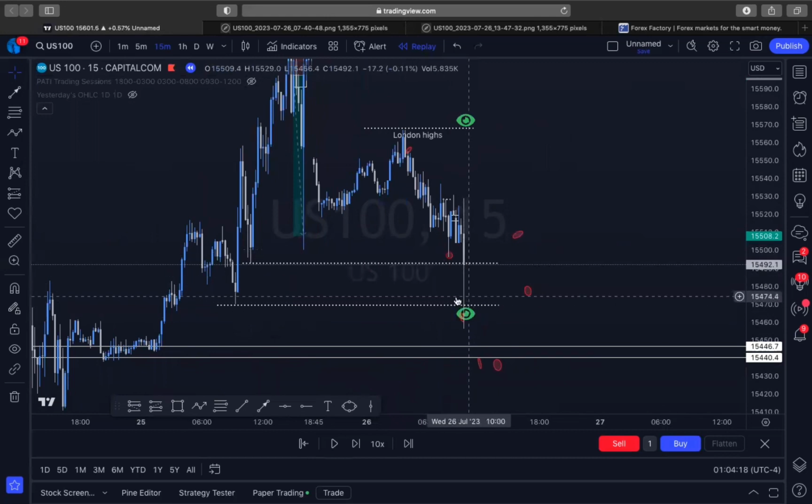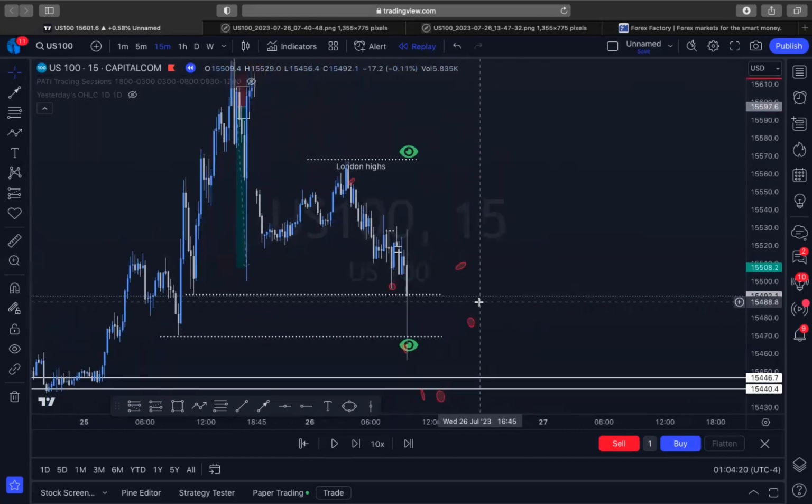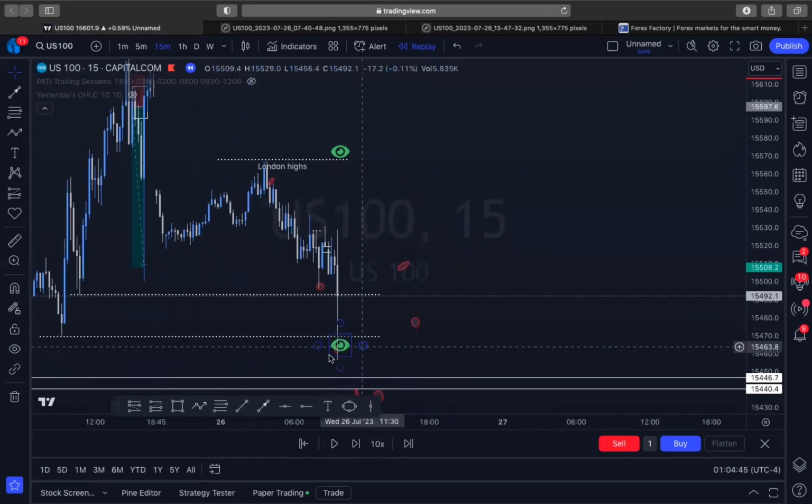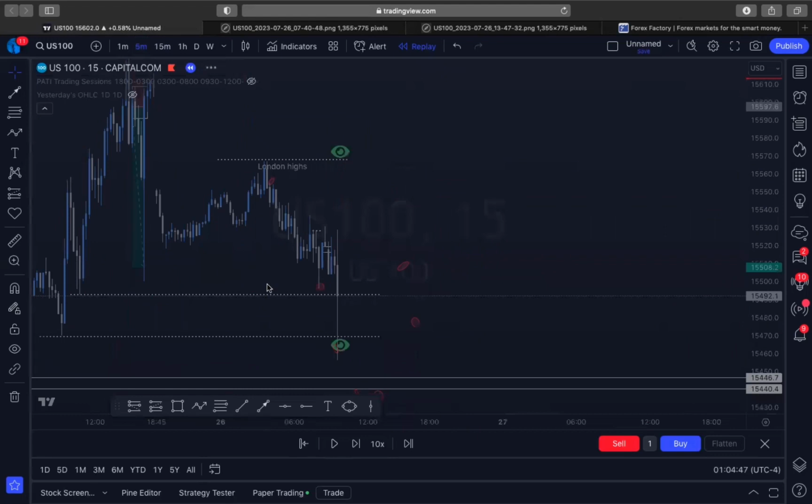Once it took this low, my attention now goes to this high, because the people that had been selling from London have been trailing their stops this entire way. So there's liquidity sitting all up right here. That's what I'm aiming for. That's where my attention is. Now that we took this low, my attention goes up here. So that is my second trade. If you see right here, let's go back down to the 5-minute.